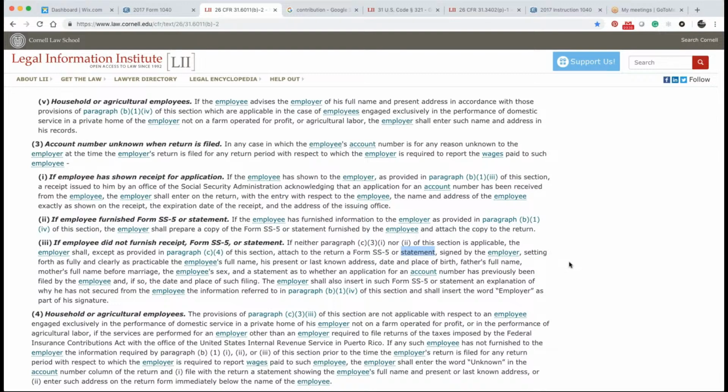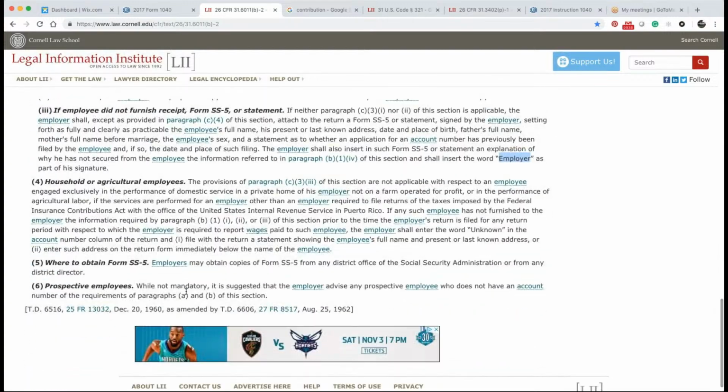So it's asking for a statement. Did you file one? I said, no, I didn't file one. It's against my religion. I'm just giving y'all an idea. And if so, the date and place of such filing. The employer shall also insert in such form SS5 or statement an explanation of why he has not secured from the employee the information referred to in paragraph B14 of this section, and it shall insert the word employer. These are instructions as part of his signature.